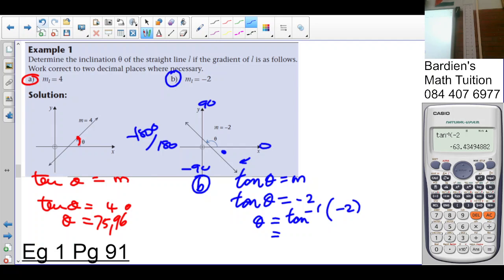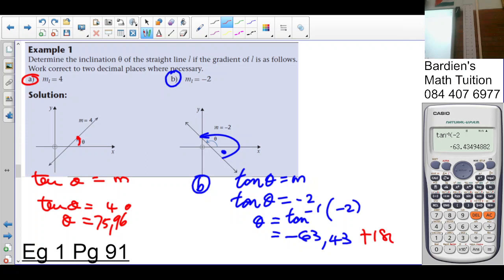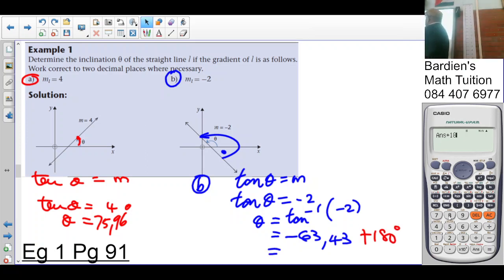So what do we do? Add 180. Why? Angles on a straight line. Not O, it's a theta. You can get confused sometimes. So we got negative 63.43, and we add 180 degrees, which gives us 116.57.